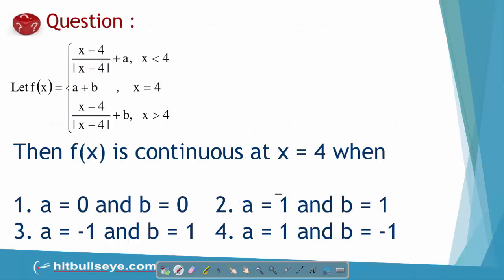Now let's take up this question on continuity. We have to check the condition for which f(x) will be continuous at the point x equal to 4.